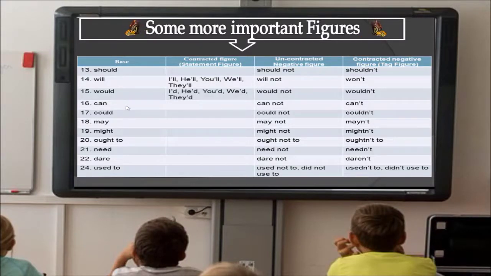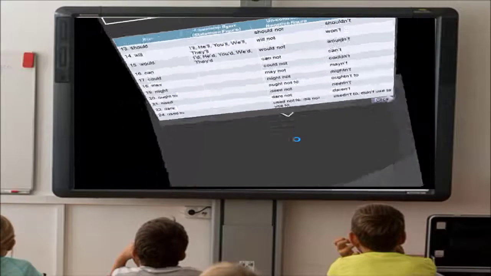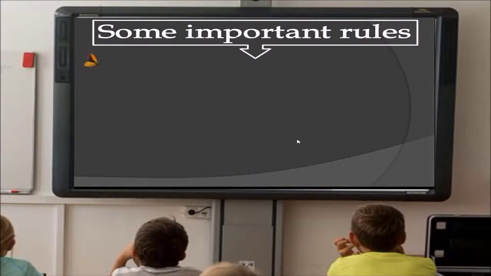Number 16, can, uncontracted negative cannot, and the contracted negative figure, that means the tag figure, is can't. Okay, I request you to commemorate all these 24 figures. Okay, some important rules.